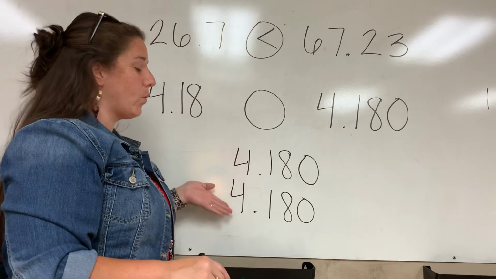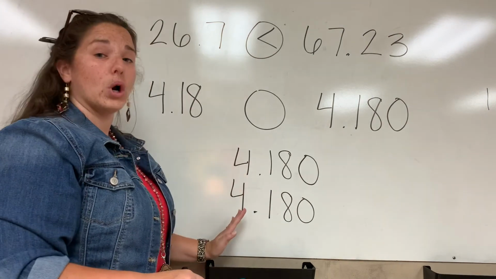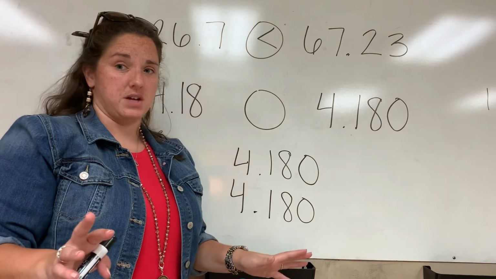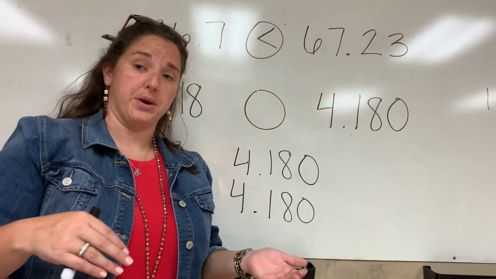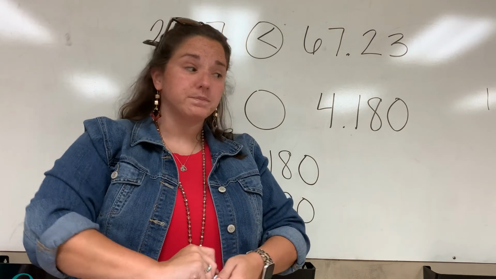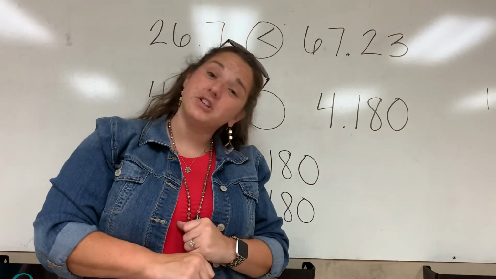Because this is not 4,000. This is just 4, okay? When you get back here, the 0 doesn't mean that much anymore, okay? It's a fraction of a number, okay, guys? So that is Thursday's work, and good luck on your test on Friday.